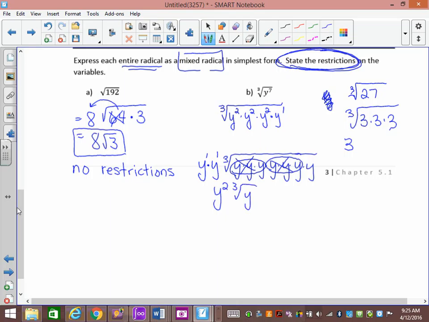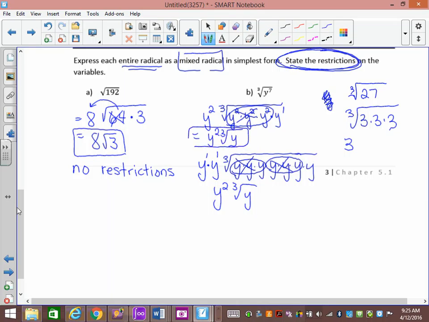If I did it this way and broke it down as y squared, y squared, y squared, and y to the 1, I have 3 groups of y squareds, right? That means I can pull the y squared out. These cancel, and I'm still left with the same thing, right? Y squared and y. So this one here, y squared, cube root of y.